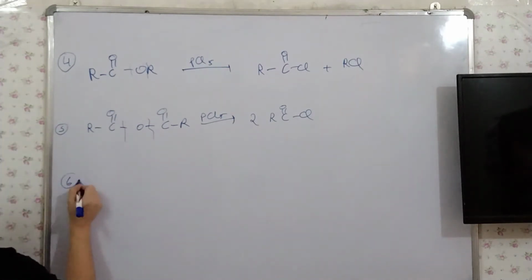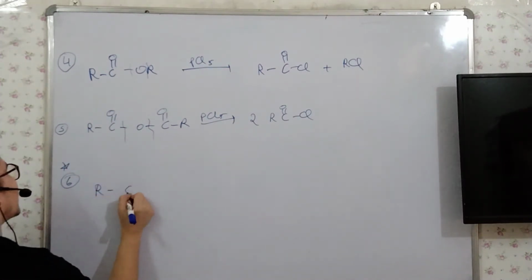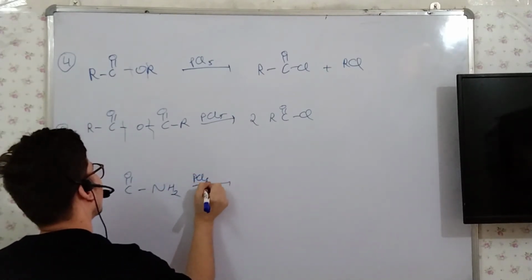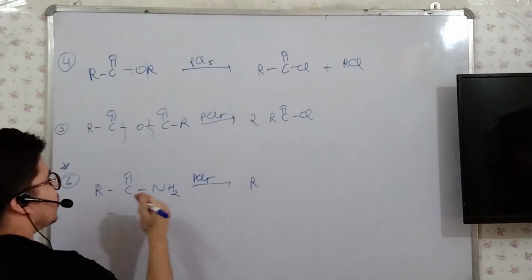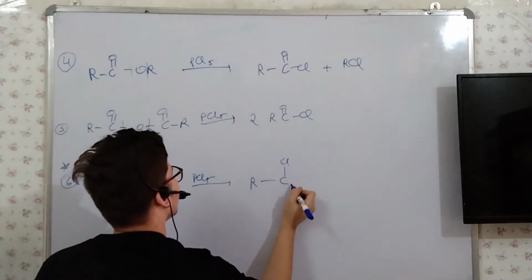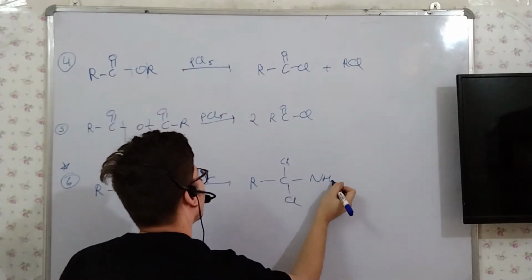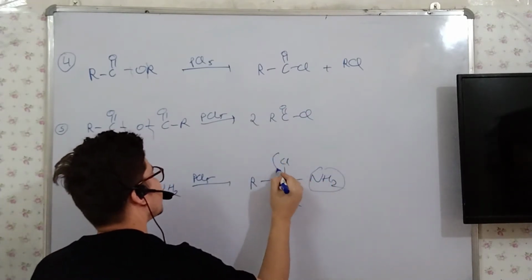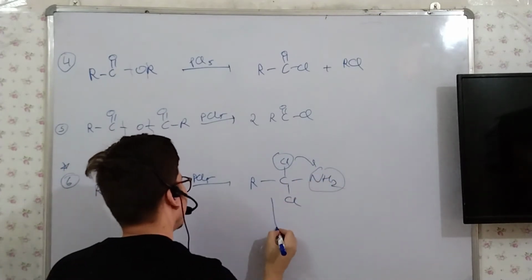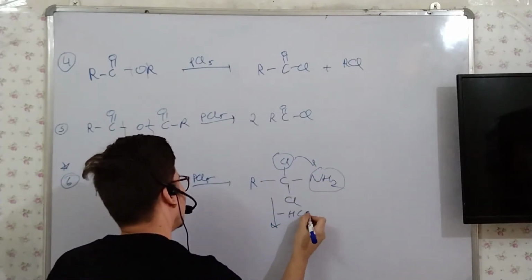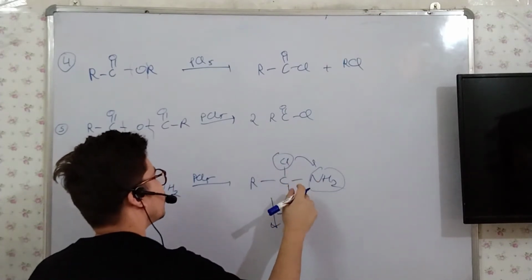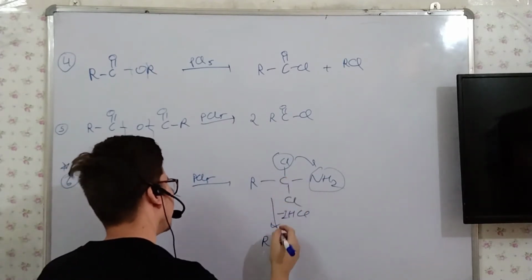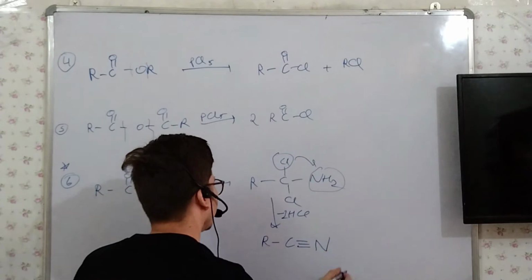Now we will see one more example which is important. If we have been given an amide, RCONH2, and we have been given PCl5, we will do the same thing: we will remove oxygen and put 2 chlorine atoms here and NH2. Now in this compound, this is base and this is acid. So an acid-base reaction will happen and HCl is removed. 2 chlorine atoms are present, so 2 HCl are removed and one bond is broken here. So we will get R triple bond CN.